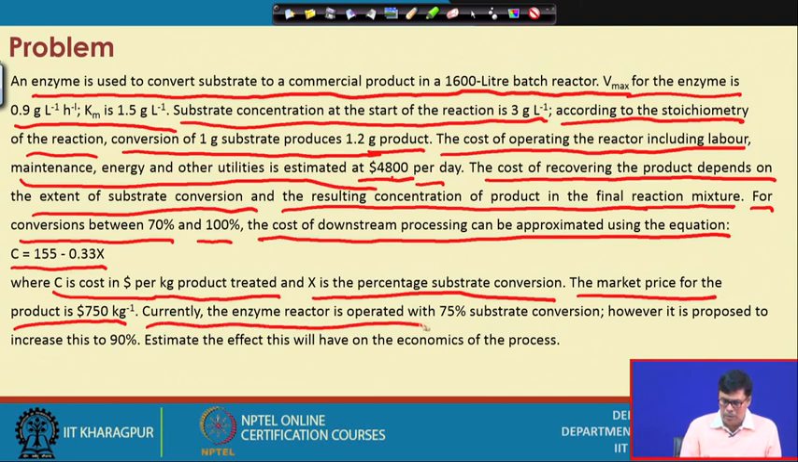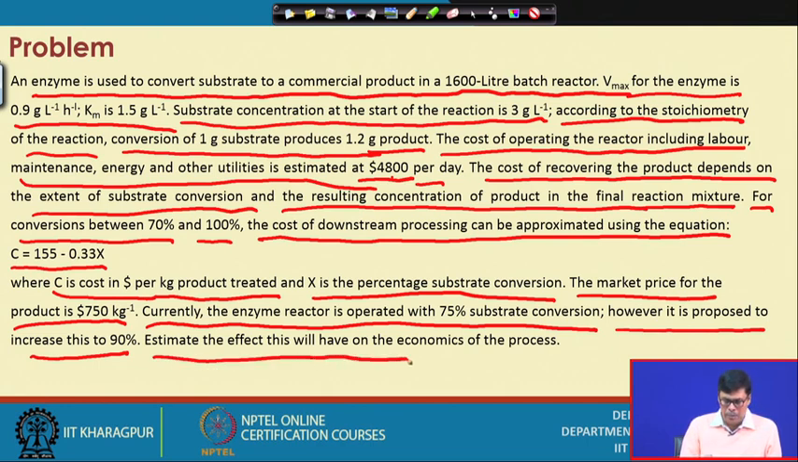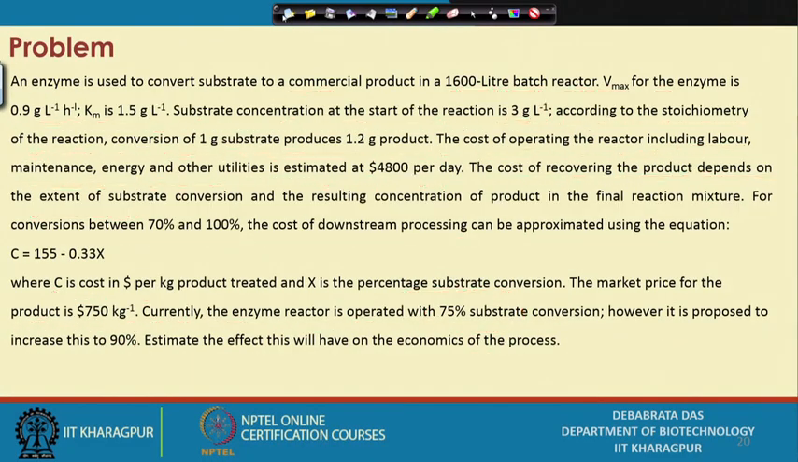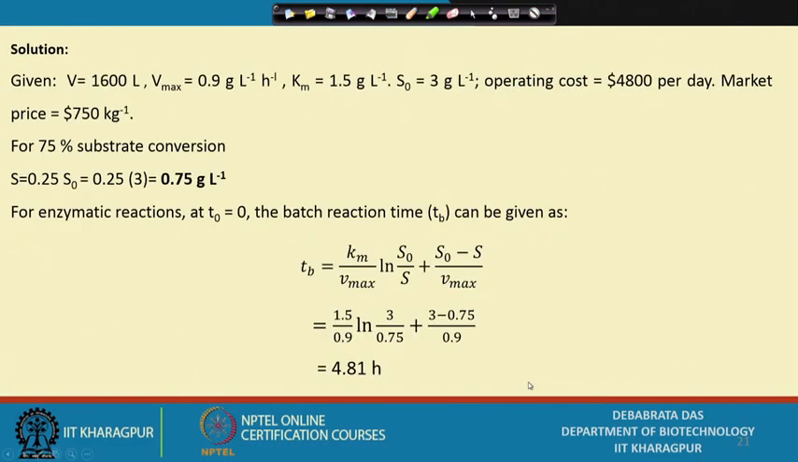Currently, the enzyme reactor is operated at 75% conversion. However, it is proposed to increase this to 90%. Estimate the effect this will have on the economy of the process. So the problem is very simple: we are operating the process at 75% substrate conversion, and now the industry wants to increase the conversion to 90%. Now the question comes, if we increase to 90% conversion, is it possible to improve the economy of the process? That we shall have to find out in this problem. So let us see how you can find out.